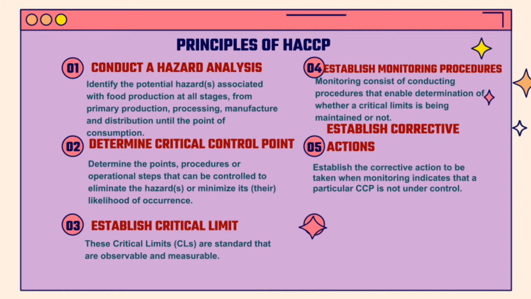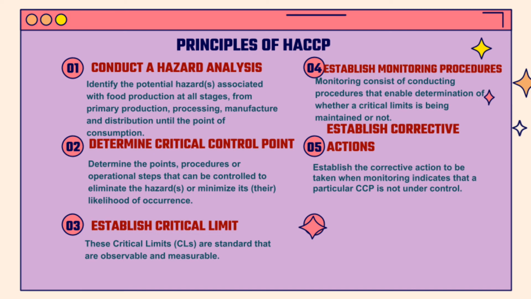Principle 4. Establish a monitoring system for each critical control point. It is a system which uses testing or observation to monitor the CCP on the product. This enables us to determine whether it is maintained properly and has met all the criteria and standards too.